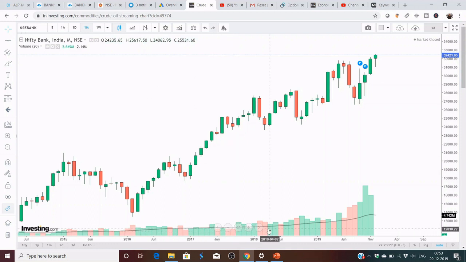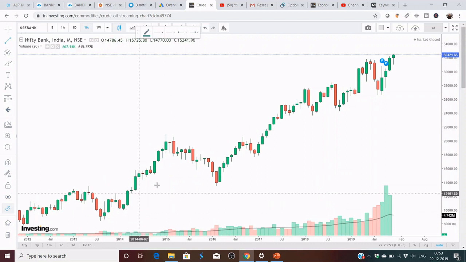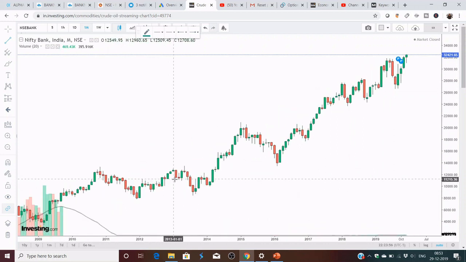As you can see, the volume is also growing. It has been consistently growing and this is the peak of the volume. So let me draw a trend line from this point.